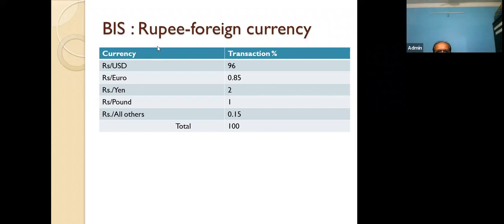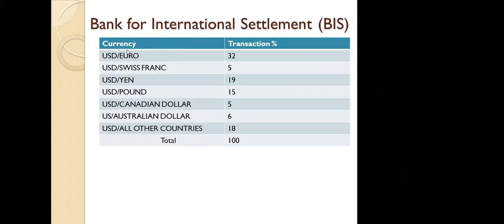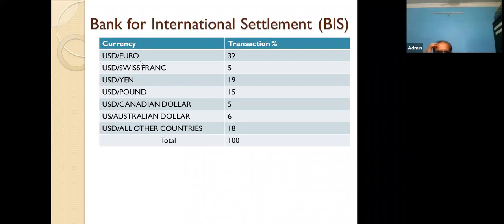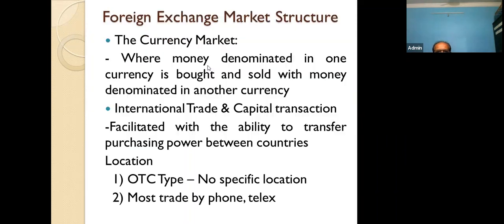Now, after understanding the rupee and foreign currency, as well as other currencies like the Swiss franc, yen and pound, let me come to this slide we have discussed. Where money denominated in one currency is bought and sold with money denominated in another currency is known as the currency market. From the MCQ point of view, you may be given this line and asked what it is known as, with four options. You will have to pick the correct one, that is currency market.